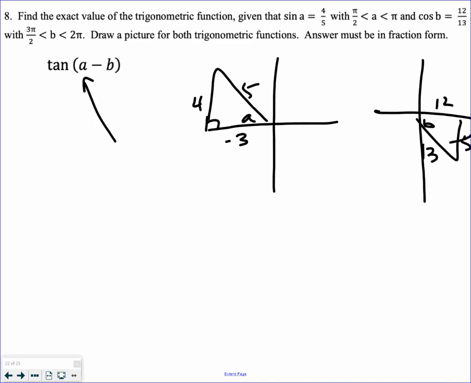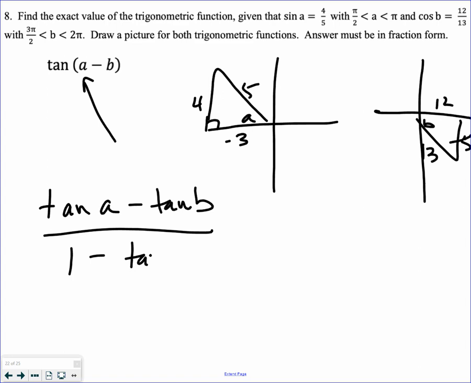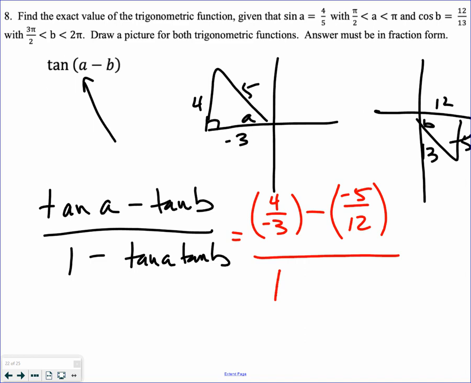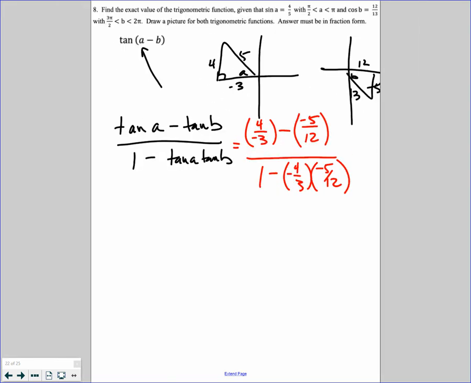So I've got the tangent of A minus B. Tangent of A minus B is the tangent of A minus the tangent of B divided by 1 minus tangent of A, tangent of B. So now, tangent of A is opposite over adjacent. Tangent of B is opposite over adjacent. And then 1 minus tangent of A times tangent of B. All right, we got some algebra to work on here.